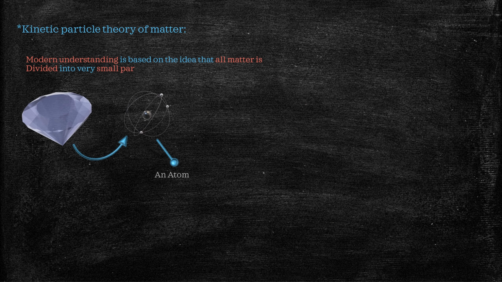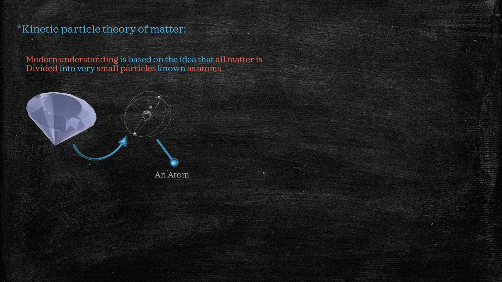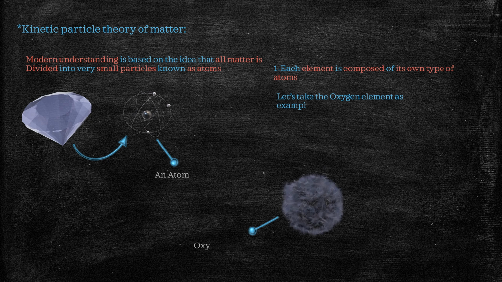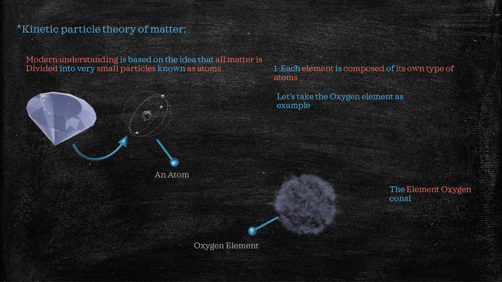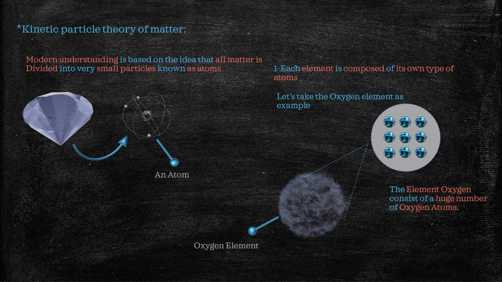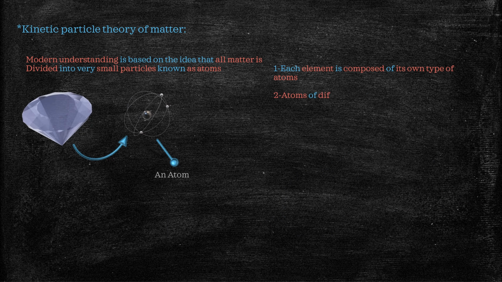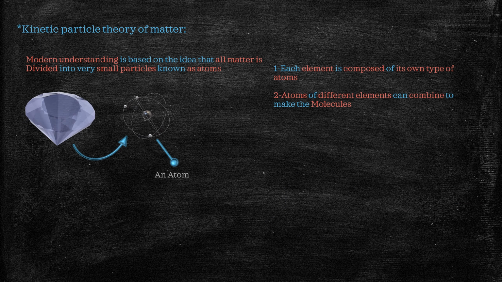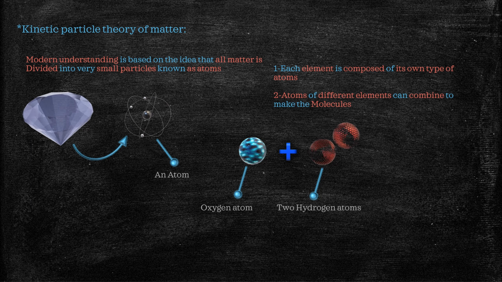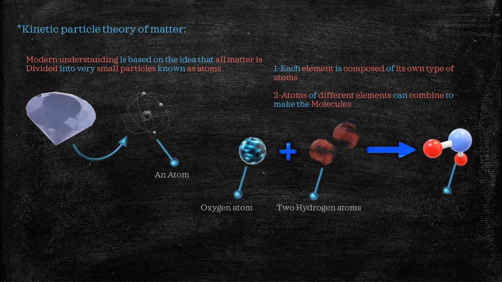Our modern understanding is based on the idea that all matter is divided into very small particles known as atoms. And the key ideas in our understanding are that each element is composed of its own atoms. Let's take the oxygen element for example. The element oxygen consists of a huge number of oxygen atoms. And that is basically the first idea of our understanding. The second idea states that atoms of different elements can combine to make the molecules. Like an oxygen atom with 2 hydrogen atoms, they combined to make a water molecule.